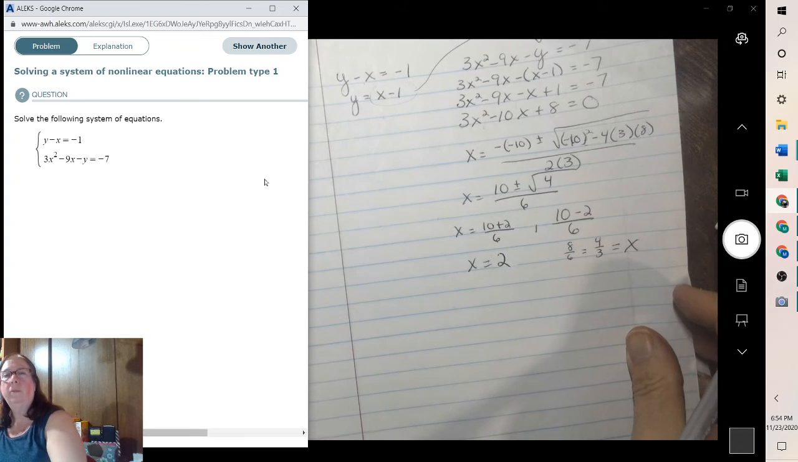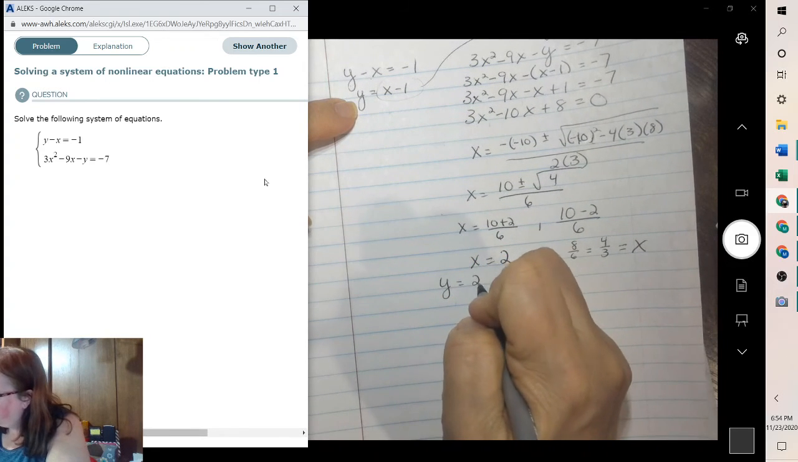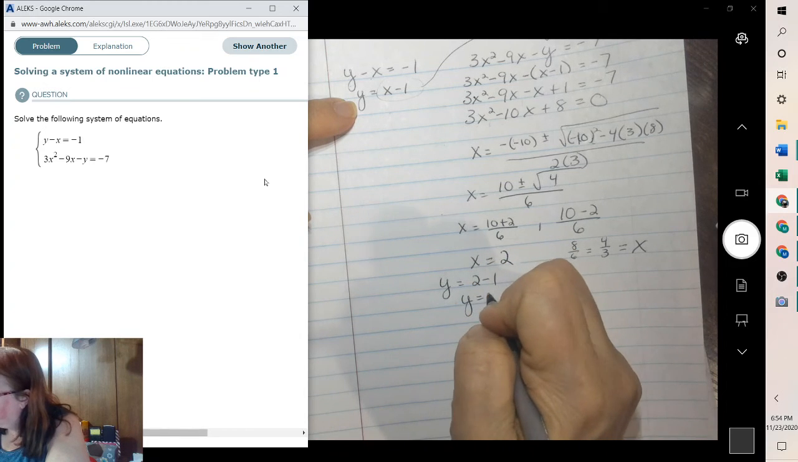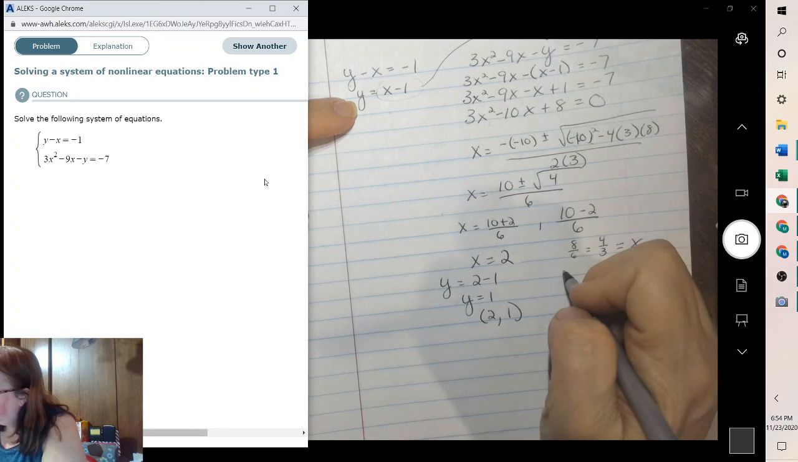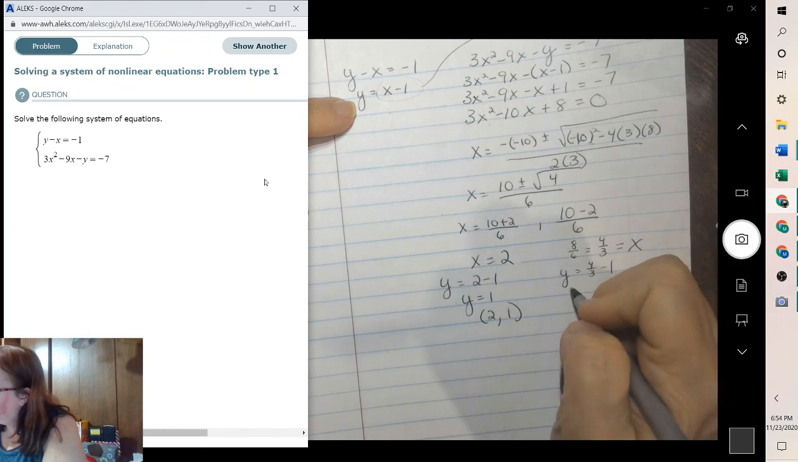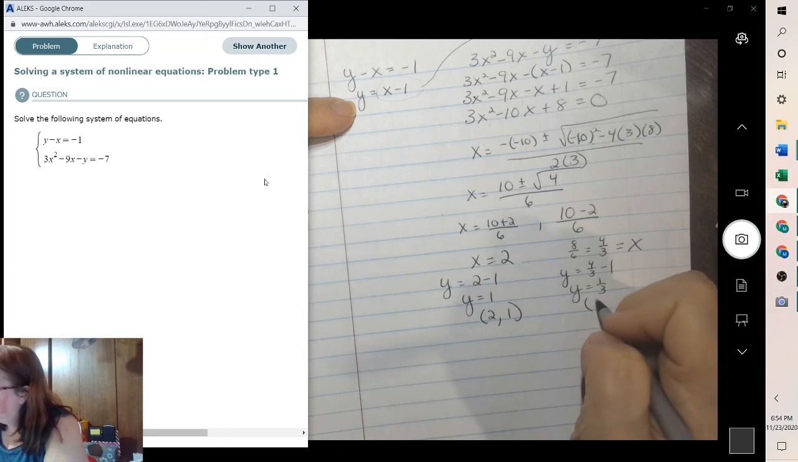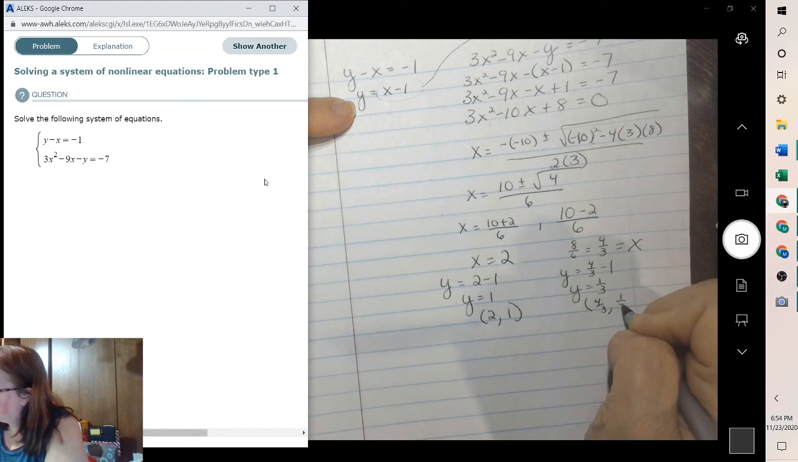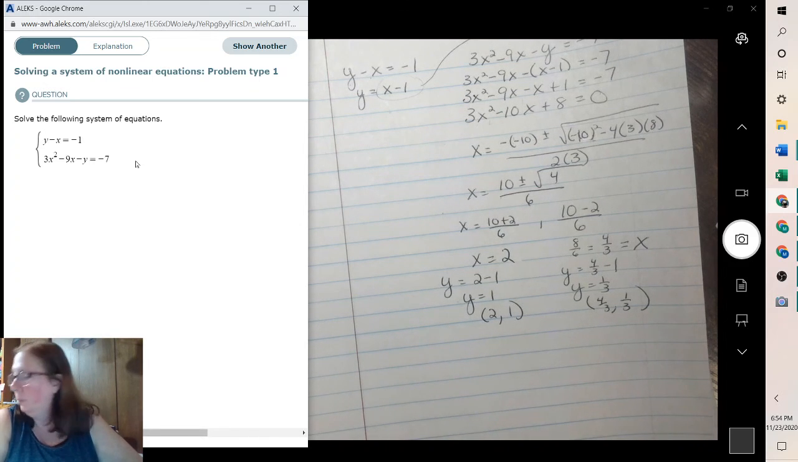To find y, we need to plug them back in. Y equals 2 minus 1 or 1. So this point would be 2, 1. This one, y equals 4/3 minus 1, which is 1/3. And that would be your two values. That's all that's to these two.